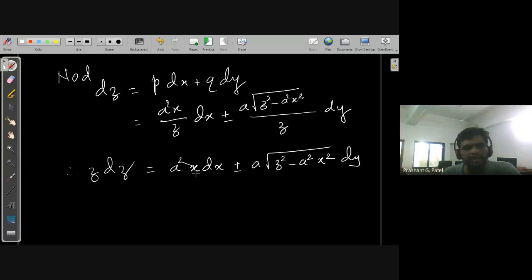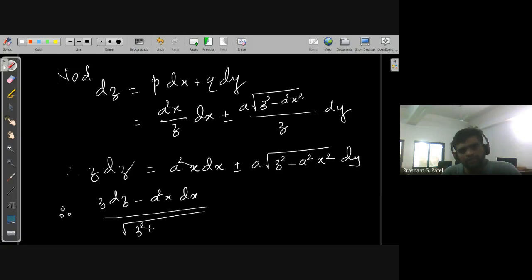And you just see that it is adjusted by the square root. So I'm dividing this square root both sides and taking this quantity on the other side. So it's z dz minus a square x dx upon square root of z square minus a square x square is equal to plus or minus a dy. And just see that the derivative of z square is here, z dz. So it just multiply by 2 and divide by 2.